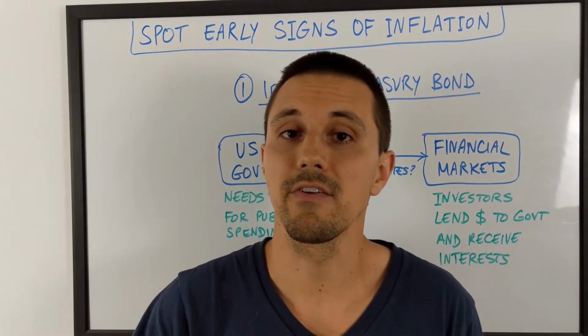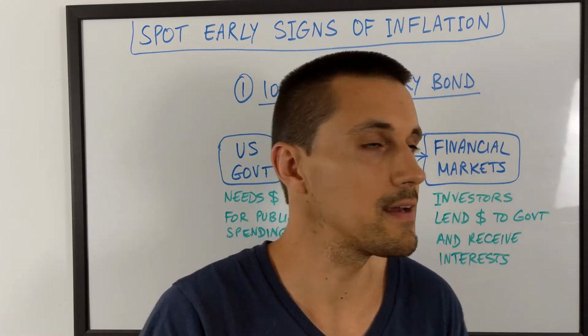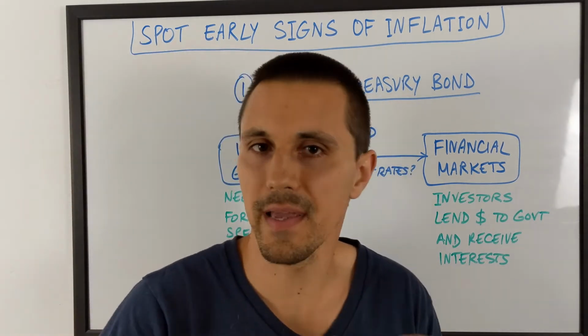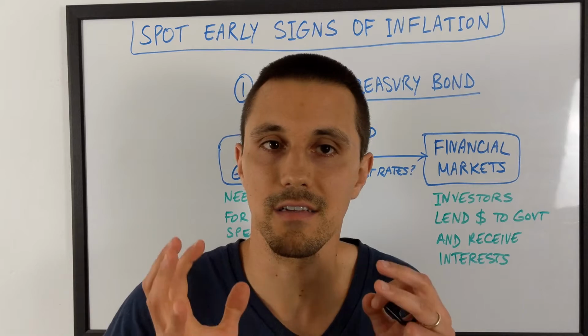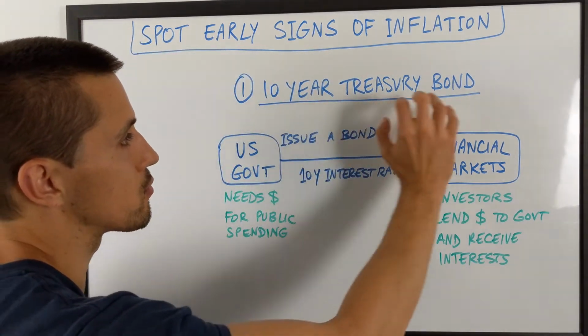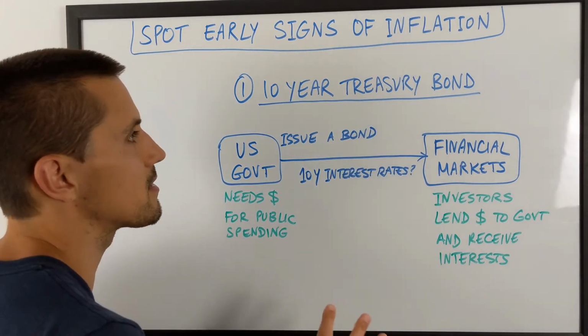The first indicator everybody is looking at when it comes to inflation, so what could be a warning sign, is the 10-year treasury bond. That sounds very complicated, but you will see in my argumentation it makes perfect sense and it's very logical. So first of all, what is a treasury bond? Well, let me explain here, it's pretty easy to understand.